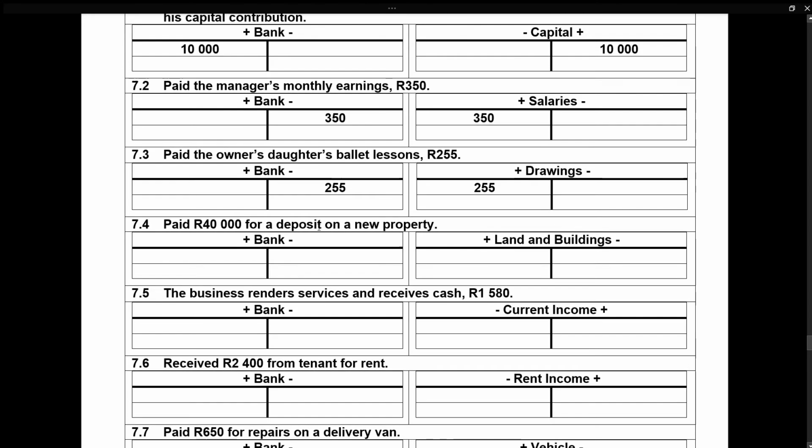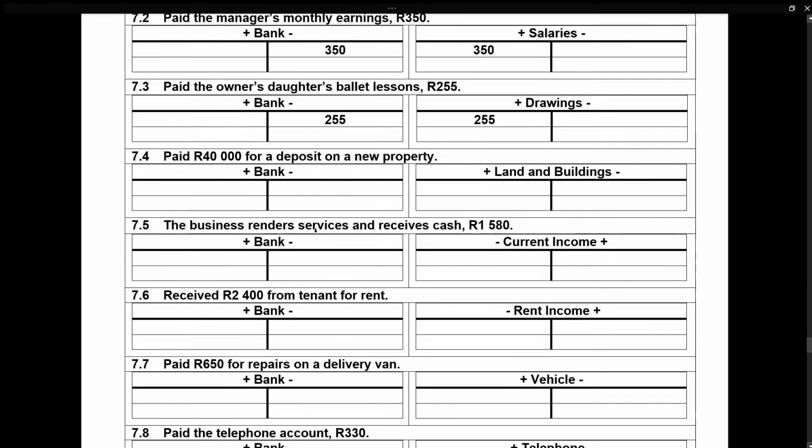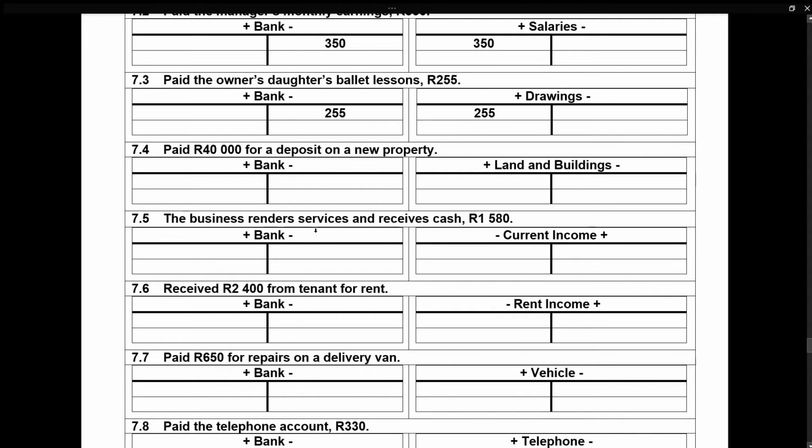7.4. Paid 40,000 Rand for a deposit on a new property. Right, so the two accounts we're working with are bank and land and buildings. Okay, so let's classify them. Bank is an asset and land and buildings is an asset. So both of these accounts are assets. That's why the signs are the same. Plus minus and plus minus.